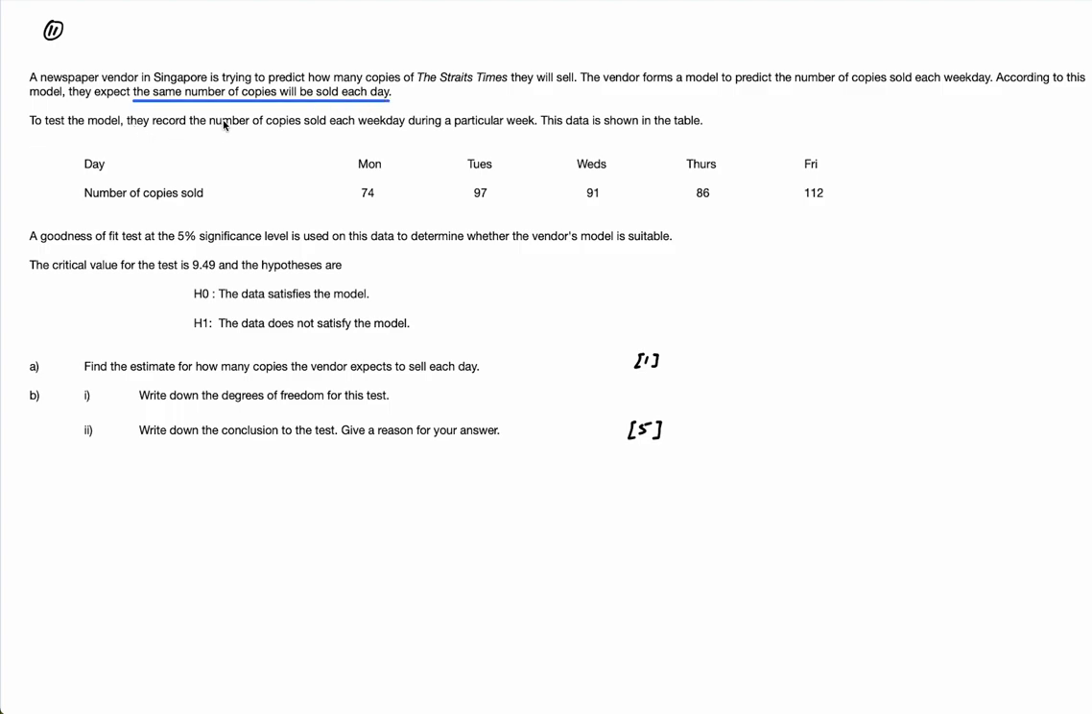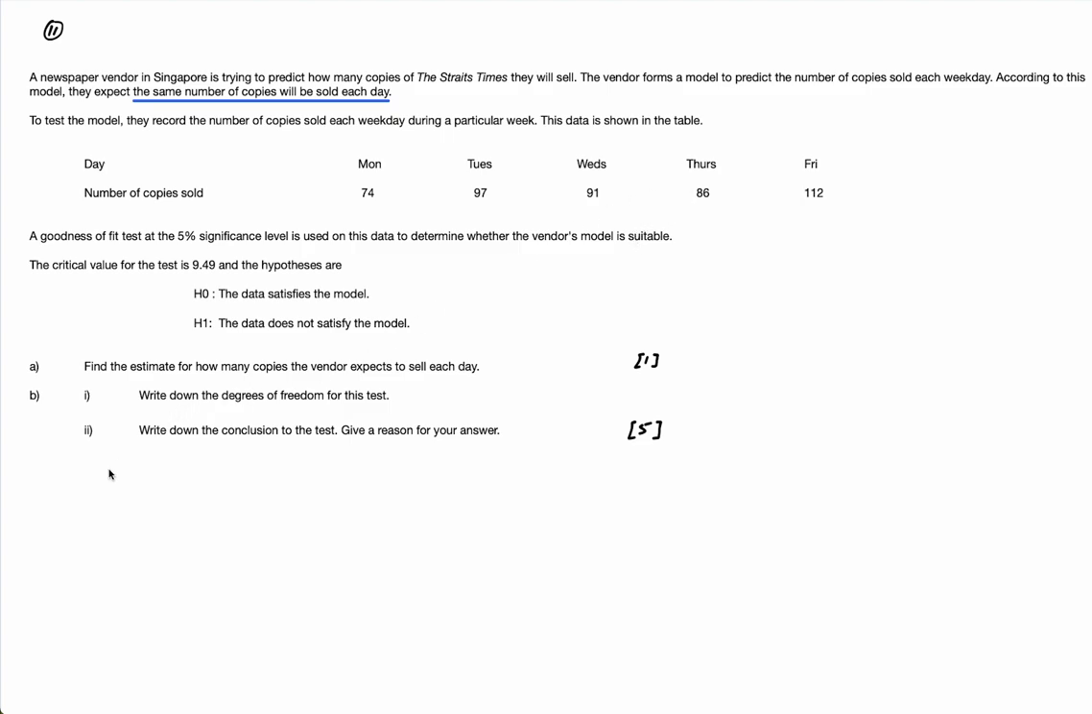To test the model, they record the number of copies sold each weekday, and they get this data, right? So it looks like on Friday they sell a lot more copies of their newspaper, but this is just a sample. So we need to run a test, a goodness of fit test at the 5% significance level, on this data to determine whether their model is suitable.